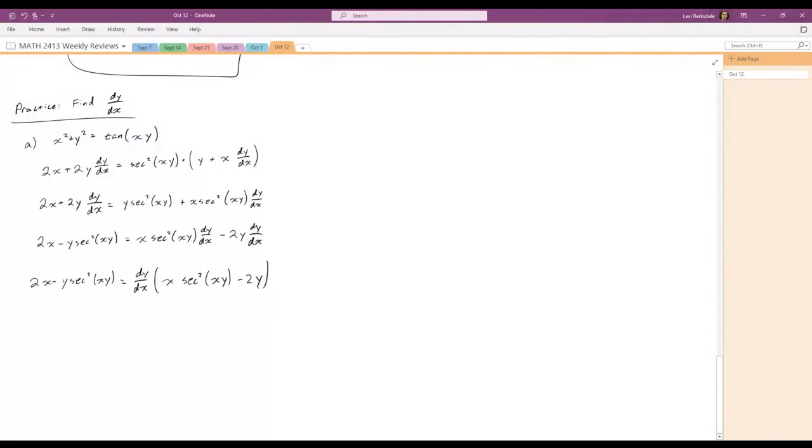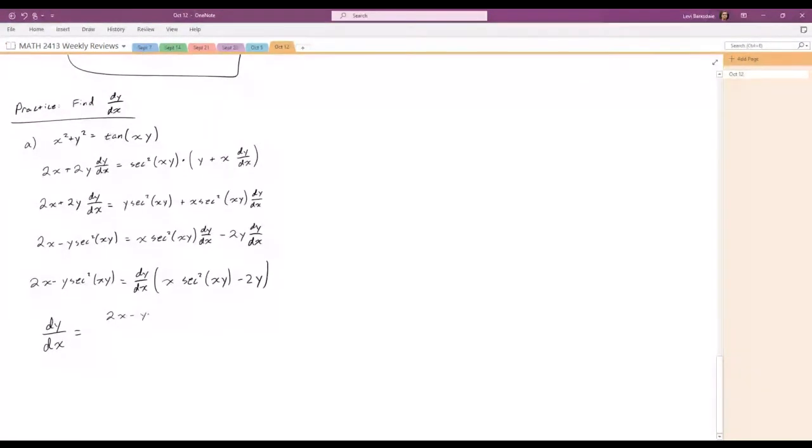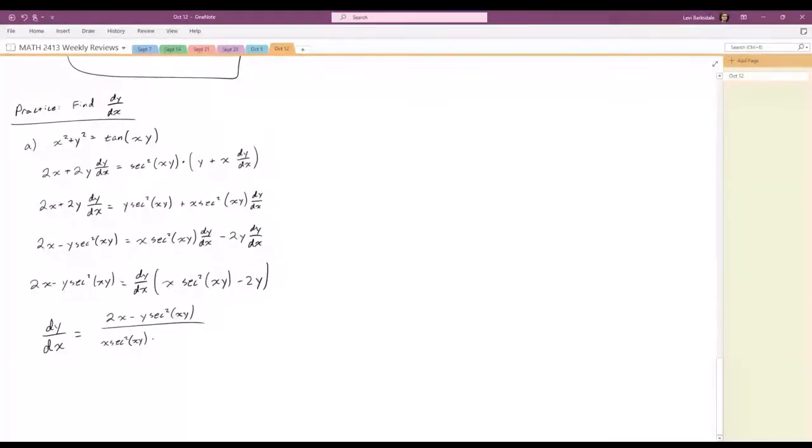And finally, my last step again is just going to be dividing everything that's not dy over dx out to the other side. So I get that dy dx is equal to 2x minus y secant squared of xy, all over x secant squared of xy minus 2y.